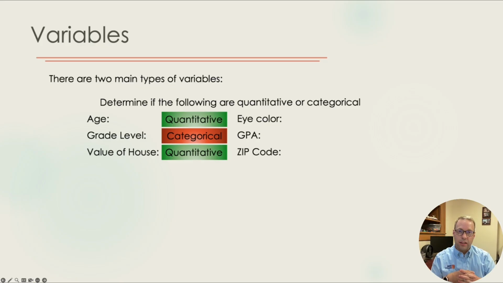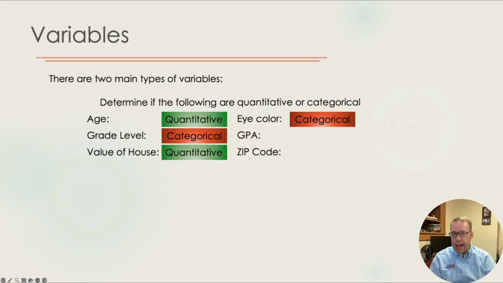What about eye color? Blue eyes, green eyes, brown eyes, hazel eyes. That's not numerical, so you can't take an average of it. Rather, it distinguishes one person from another. Blue eyes and brown eyes, they are separate. It categorizes them, puts them in different groups. So it's a categorical variable.